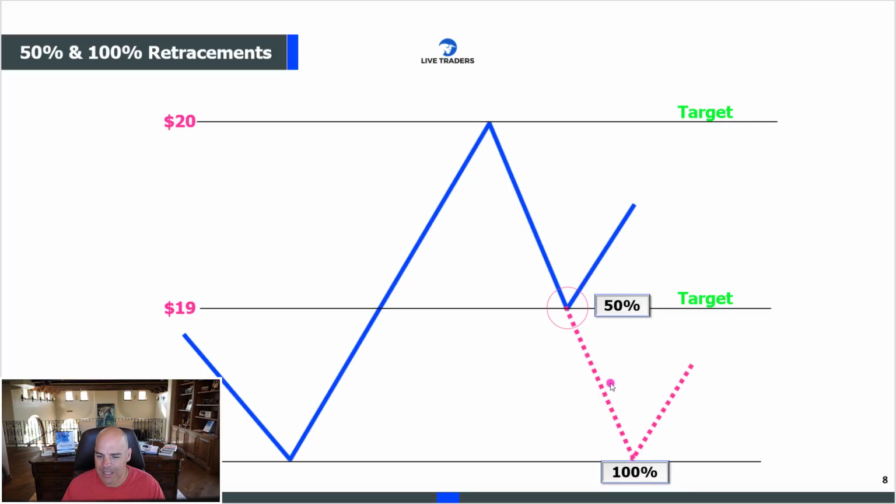Now, why are we so skeptical of 100% retracements? What's the deal with these things? I mean, you look at 100% retracement and you look to the left and you go, what, there's support.